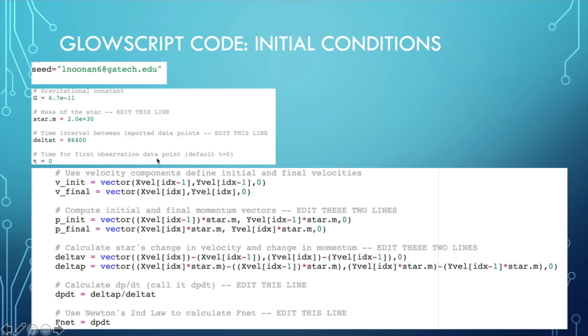From here, I found initial momentum and final momentum by multiplying the given velocities by the star's mass of 2 times 10 to the 30th to get the expressions for both of those. And then from there, we were able to find delta V and delta P by just subtracting final velocity minus initial velocity, final momentum minus initial momentum. And then we could relate this as dp dt, this change in momentum over change in time.